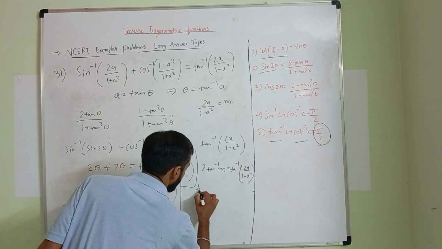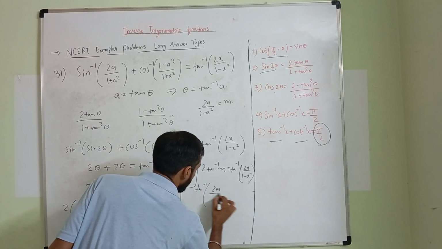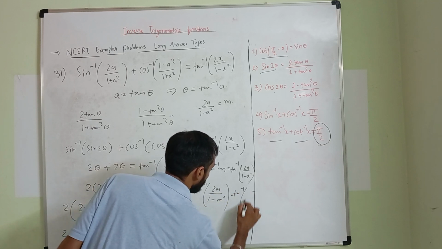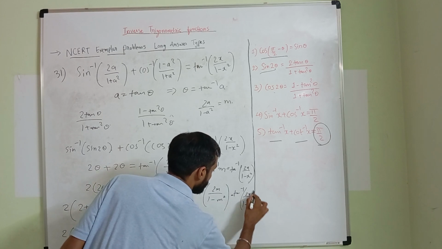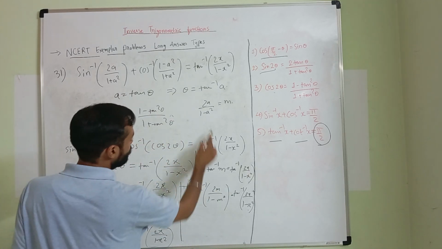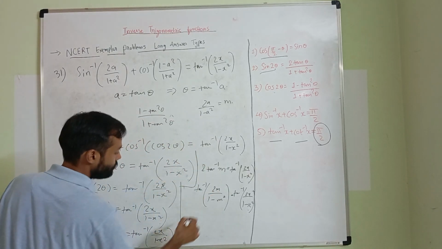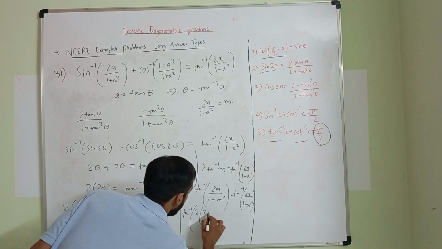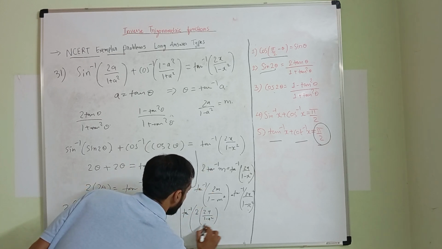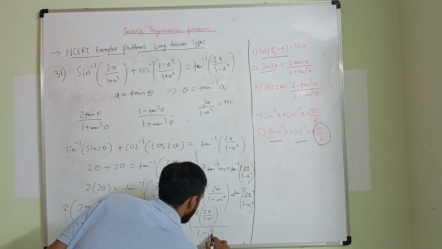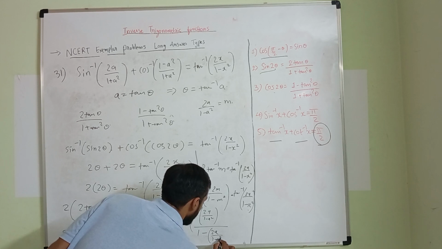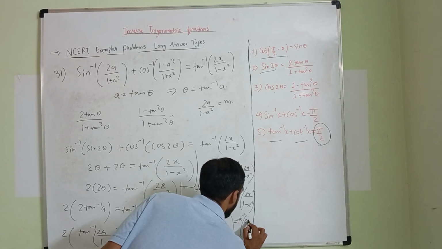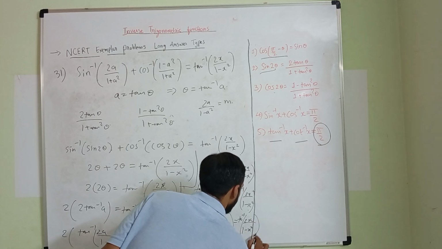So it will be tan inverse of 2m upon 1 minus m square equals to tan inverse of 2x upon 1 minus x square. Now placing 2a upon 1 minus a square in place of m, so we will get tan inverse of 2 into (2a upon 1 minus a square) upon 1 minus (2a upon 1 minus a square) whole square is equal to tan inverse of 2x upon 1 minus x square.